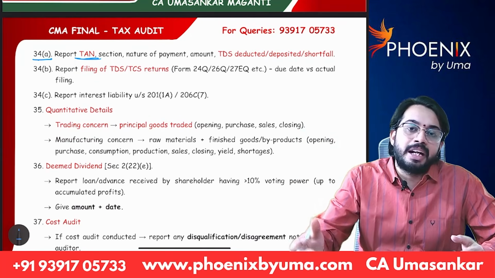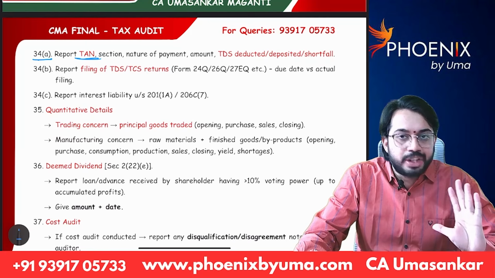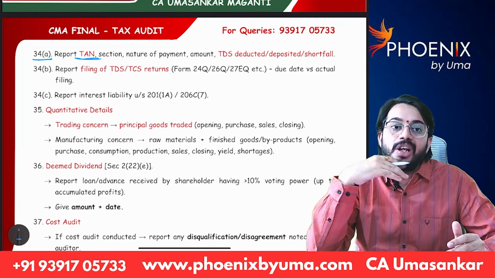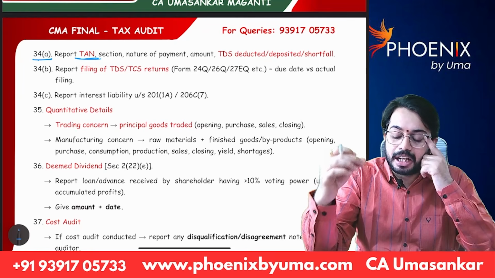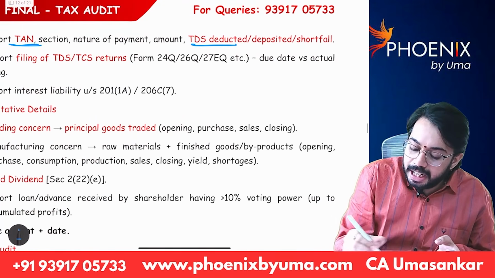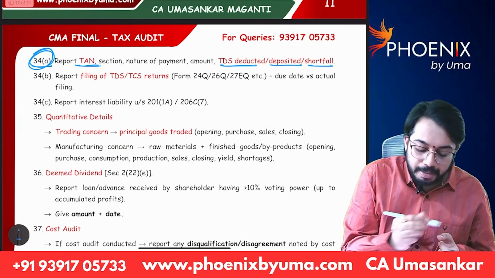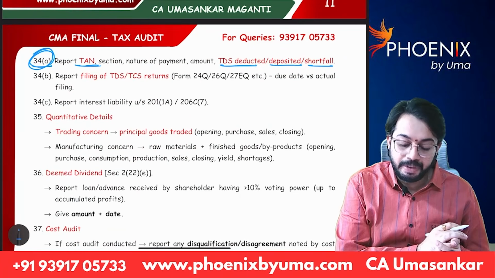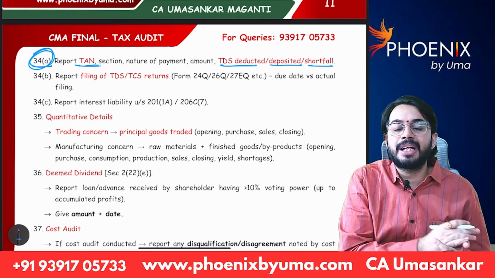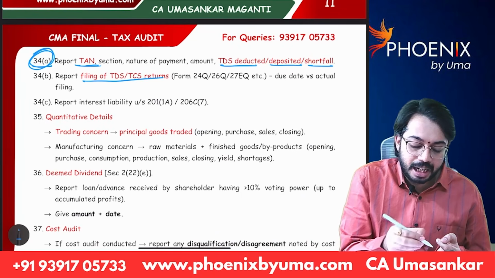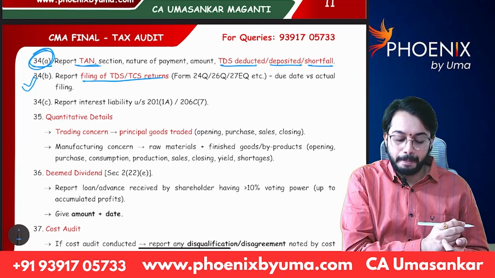Whether ABC Limited has done TDS deduction or not, or whether ABC Limited has done TCS collection or not. TDS payments, TCS collection, all that information, TDS deducted, deposited, shortfall, is required to be given in clause 34A. And whether ABC Private Limited has filed TDS returns, TCS returns or not, that information is required to be given in clause 34B.